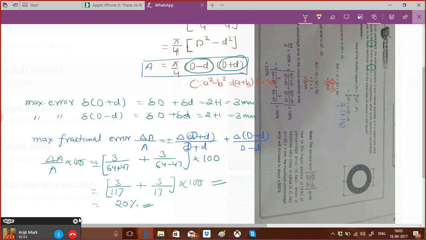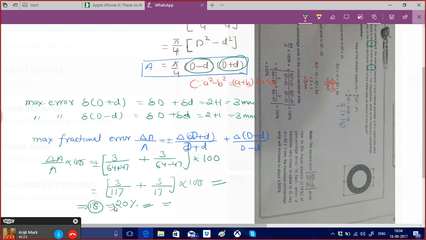That's it. Yes, that's fine, but what did they mean by when d increases, the maximum percentage error increases? I think that under a specific condition they are giving this one. Because in the common condition when you calculate, it will not come 20%, it will come 18%. And the round off value that they are taking is 3%.